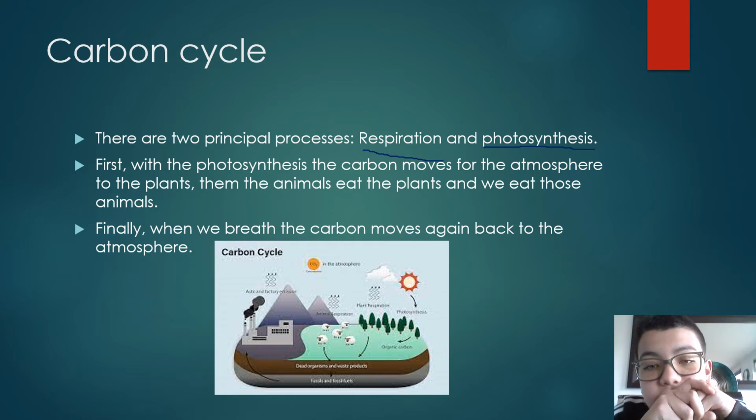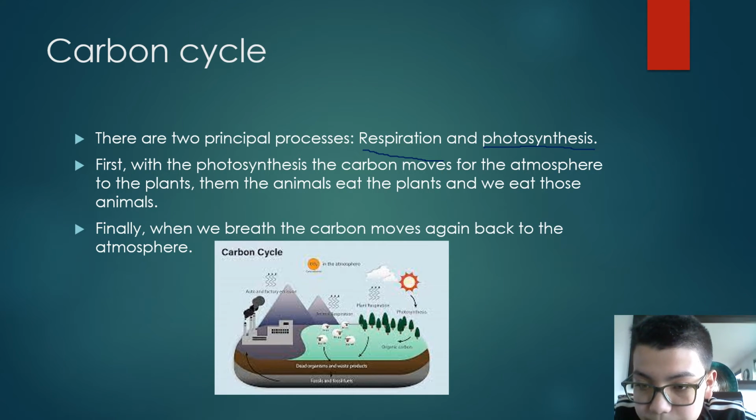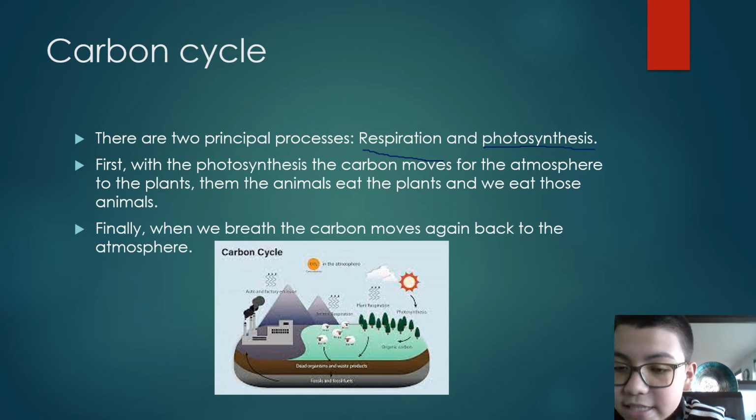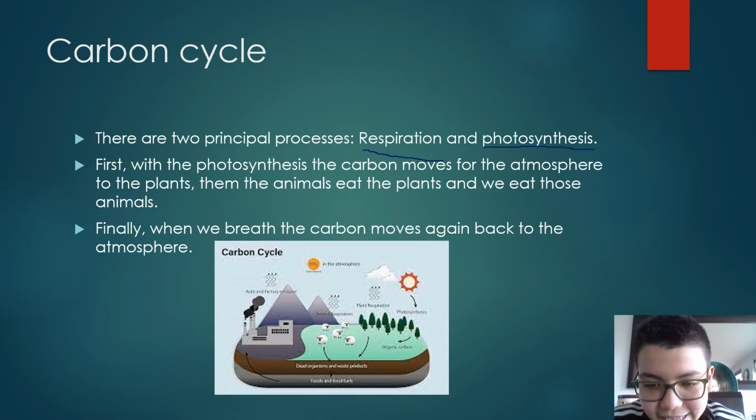First, with the photosynthesis, the carbon moves to the plants. Then, when we eat the plants, the carbon moves through us. Now, when we breathe like this, the carbon now is in the air. The air moves to the atmosphere and the cycle repeats and repeats again.